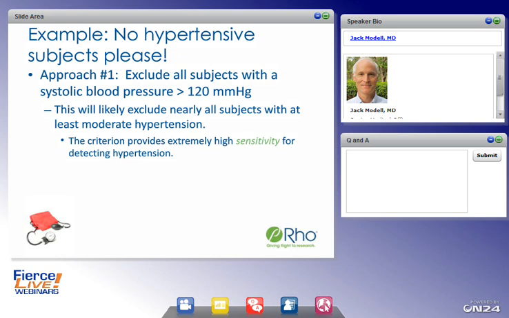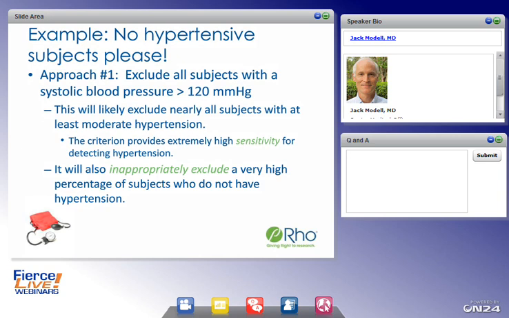So actually this is just another example which I'll take you through quickly. If you want no hypertensive subjects, well, exclude everybody with a systolic greater than 120. Well, would you do that? No, probably not. That gives you very high sensitivity for detecting hypertension because you're not going to miss patients who are truly hypertensive. On the other hand, you're going to inappropriately exclude a very high percentage of subjects who don't have hypertension.